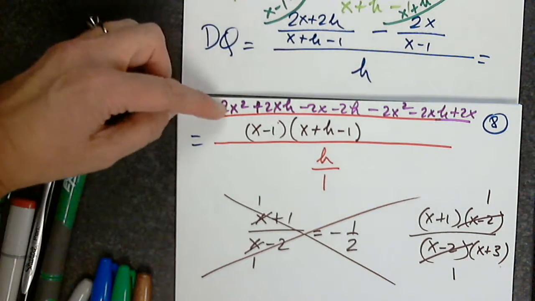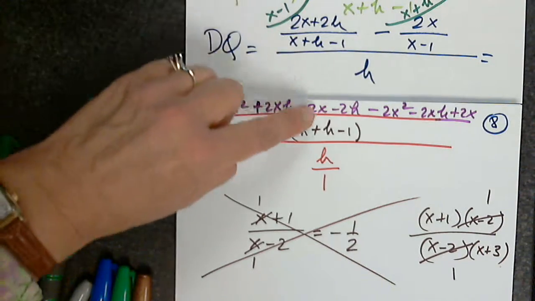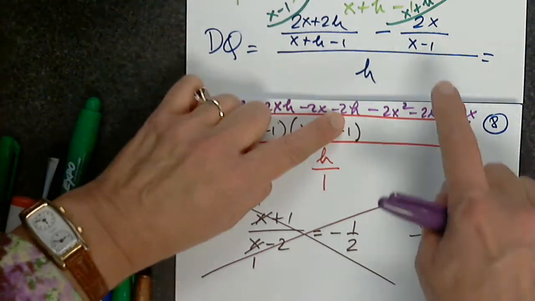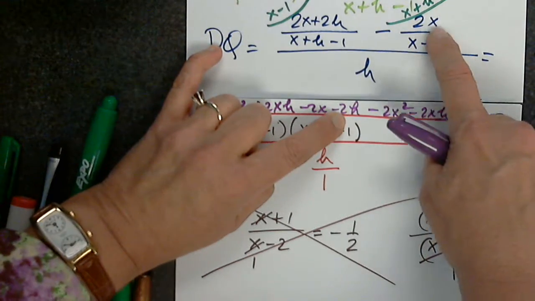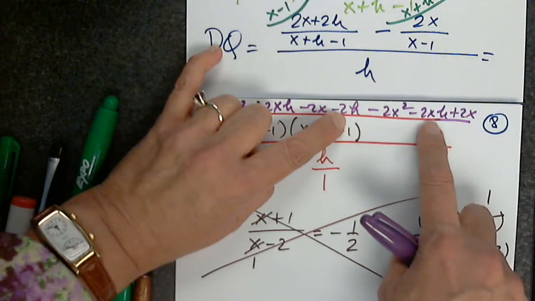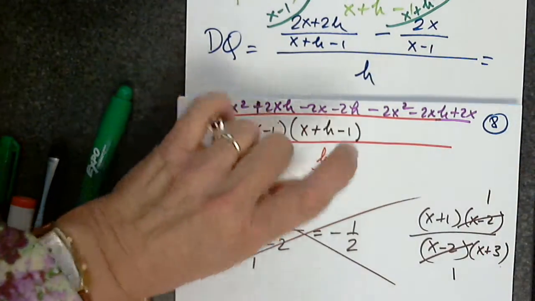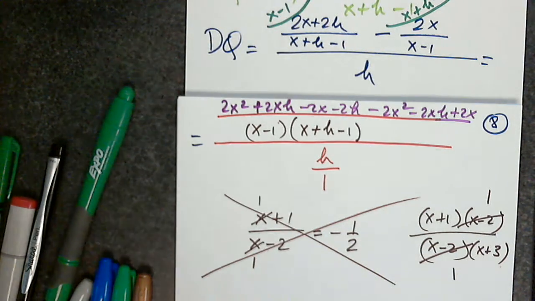x times 2x, 2x squared, x times 2h, 2xh. Negative 1 times 2x, negative 2x. Negative 1 times 2h, negative 2h. 2x times x with minus in front, negative 2x squared. 2x times h with minus in front, negative 2xh. And 2x times negative 1 with minus in front is positive 2x. Do we agree with this? Yes. These are among the most difficult expressions to work with. I have to agree. Good.